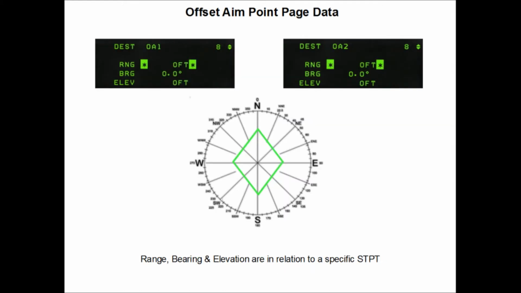Now to the meat of these pages. On both page OA1 and OA2 there are 3 lines: range, bearing, and elevation. Now we'll cover the information for those 3 lines here shortly, but the important point to take away from this slide is that the range, bearing, and elevation, everything is based off of the steer point. Now things might be a little foggy right now, but believe me, within these next couple of slides you're going to see how everything ties to that steer point.